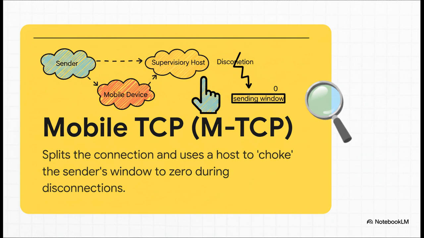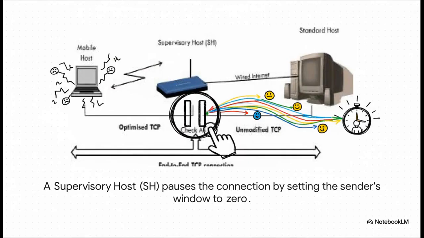It uses what's called a supervisory host to watch the connection. If your phone suddenly goes offline, this host does something brilliant. It tells the original sender to shrink its sending window all the way down to 0. By setting that window to 0, the supervisory host basically tells the original sender, hey, just chill out for a second. Stop trying to send data and just wait. Don't panic and drop the connection. It's like hitting a pause button on the entire transfer. Once your phone gets a signal again, the supervisory host tells the sender it's okay to open the window back up, and everything picks up right where it left off.